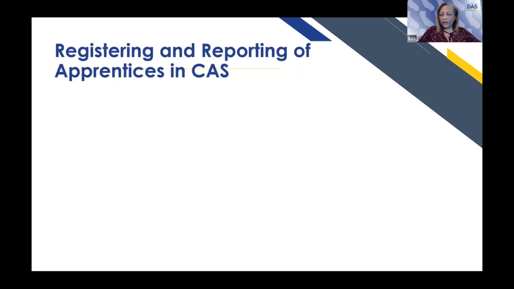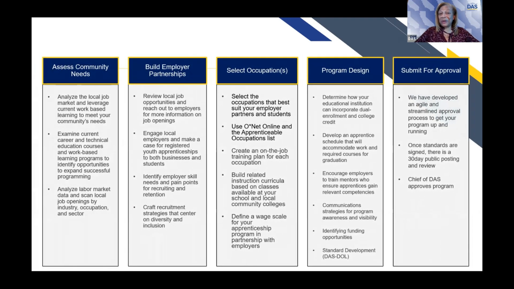So let's review that one more time. Assessing your community needs, building employer partners, selecting and identifying your occupation through either O*NET Online or through Standards Builder, designing your program, your related supplemental instruction, and your on-the-job training, and submitting for approval. That's it. Those are the 5 steps to register an apprenticeship program here in the state of California.